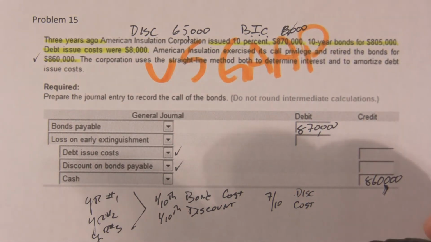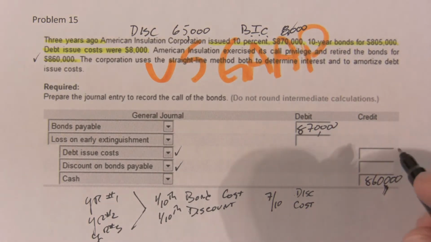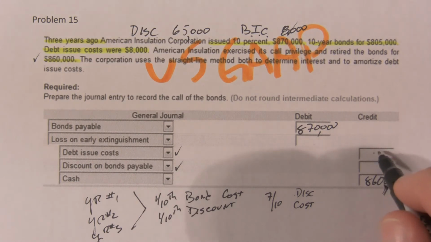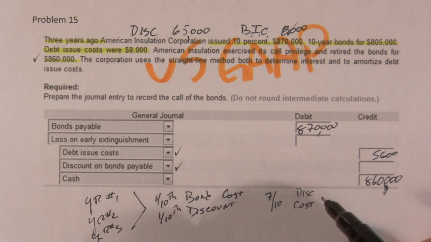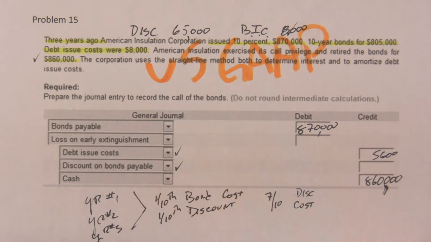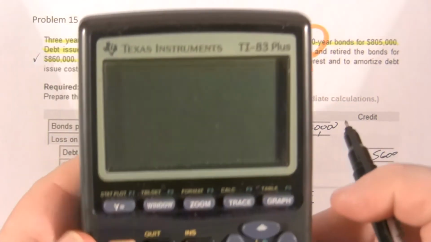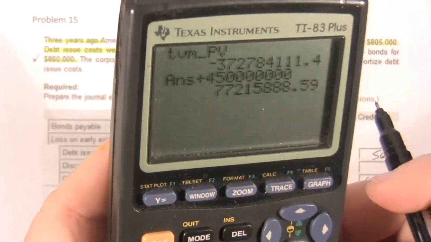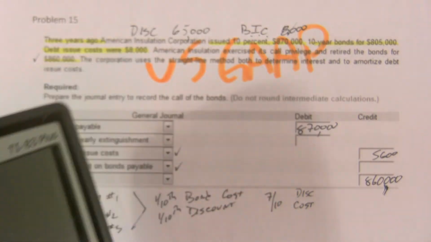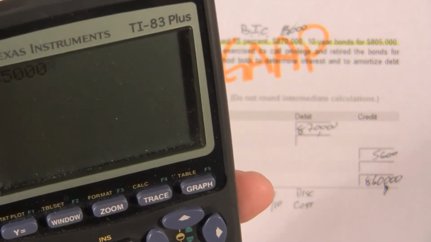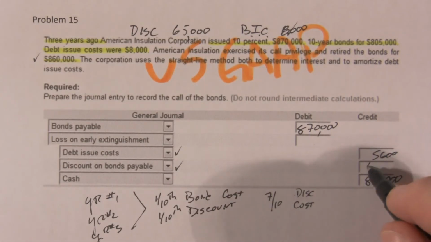So we have 7/10 of those left. So 70% of 8,000, 7 times 8 is 56. So our bond issue cost that we're getting rid of is worth $5,600, and we have 70% of 65,000. Can't do that one in my head. 65,000 times 0.7, 45,500.